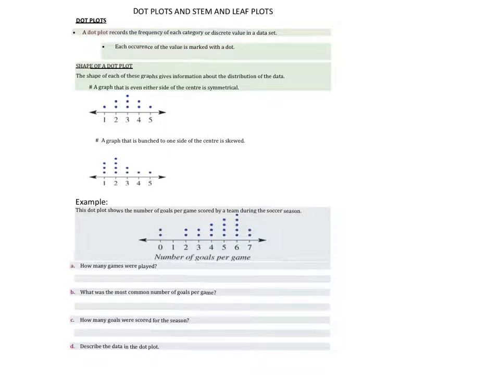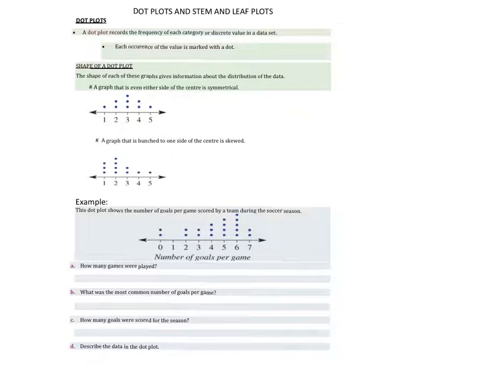Here we're going to look at two other ways of displaying data. So far we've looked at histograms and column graphs. In this exercise, we're going to look at dot plots and stem and leaf plots. So let's concentrate on a dot plot to start off with.